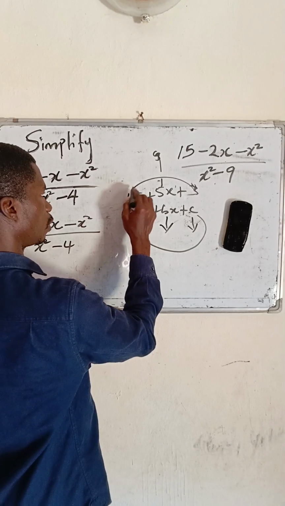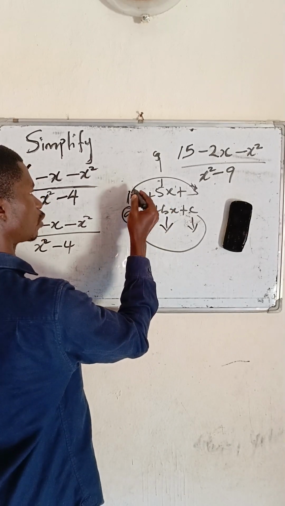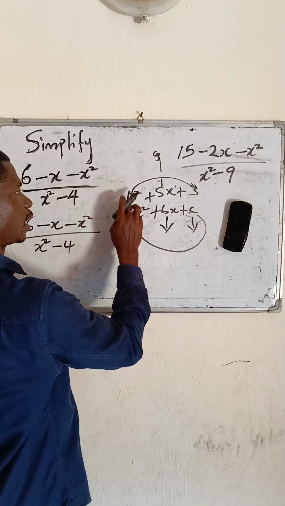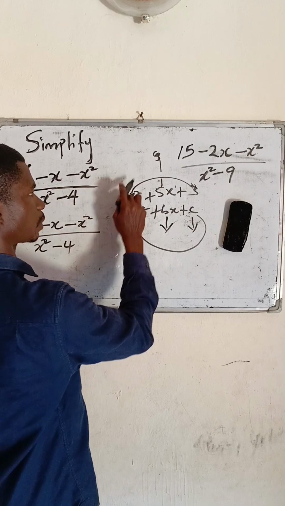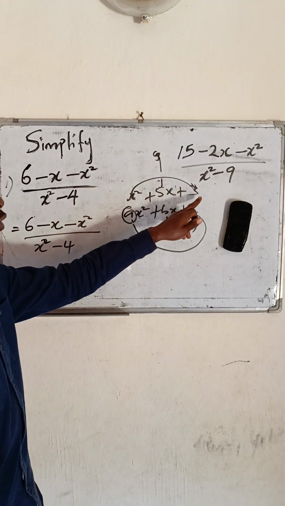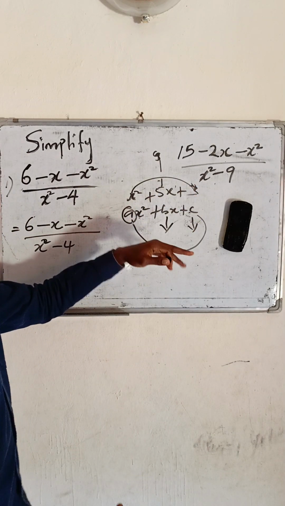You also agree with me that x squared is written as 1x squared. So you multiply times 1, still that same number. Nothing changed. So you look at what you add that will give 5 and what you multiply that will give you 3. That's for that now.